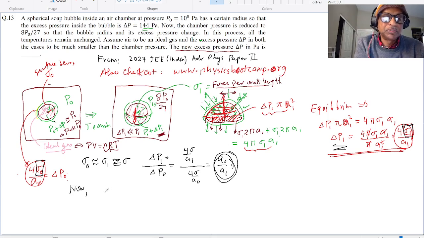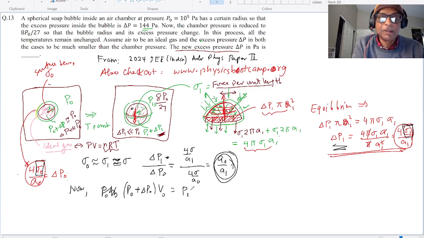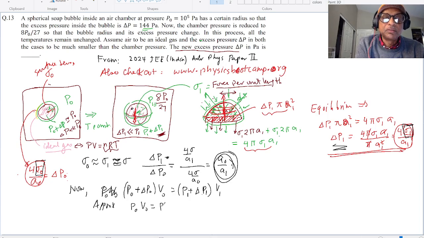Now we use the gas law: P0 V0 for this volume, and I know it's P0 plus delta P0 times V0 equals P1 plus delta P1, the pressure inside, times V1. But they tell you to ignore delta P compared to P. So approximately P0 V0 is P1 V1.